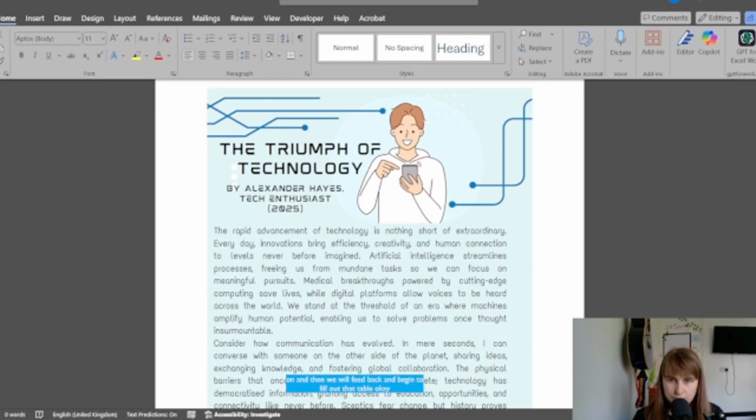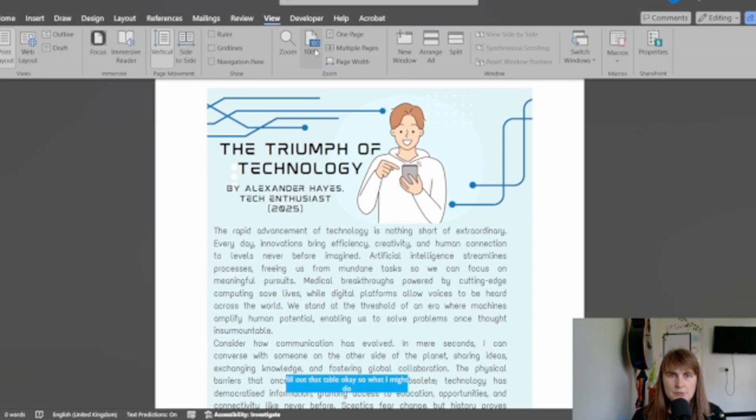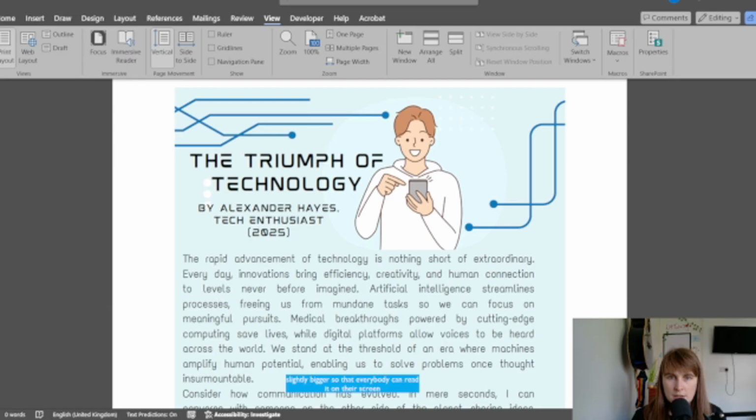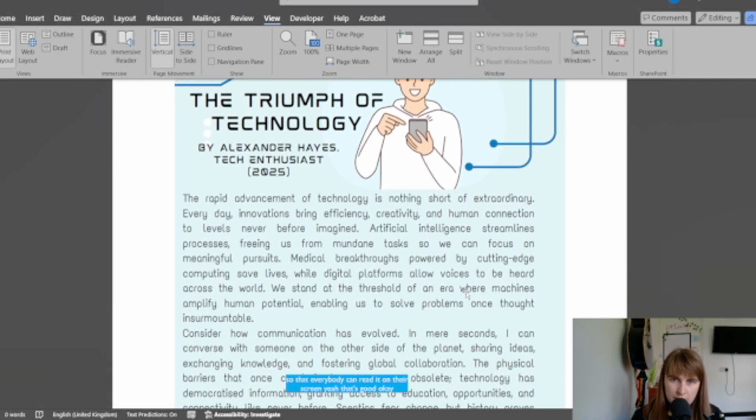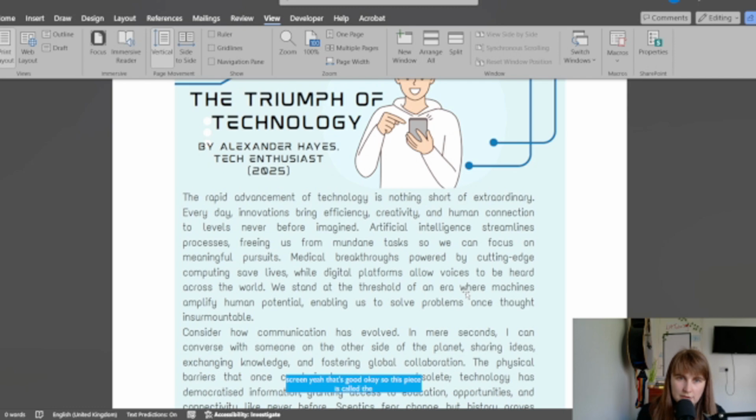Okay, so what I might do is just make this ever so slightly bigger, so that everybody can read it on their screen. Yeah, that's good. Okay, so this piece is called The Triumph of Technology by Alexander Hayes, Tech Enthusiast 2025. So the fact that he's a tech enthusiast, we might assume that he's going to like tech, but we want to make our interpretations of his opinion a bit more sophisticated than that. So we don't just want to be saying that he likes it. We need to maybe find some more nuance within the text itself. Okay.